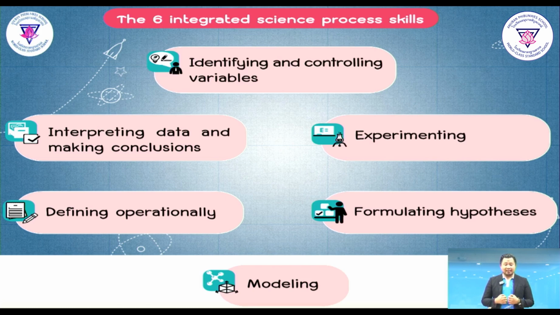We have identifying and controlling variables, experimenting. This is the very basic and very common. We have to experiment when we talk about science. Formulating hypotheses, we guess the answer. Modeling. Modeling is very important in science because you have to come up with a physical idea from the hypothesis. Defining operationally, and interpreting data and making conclusions.